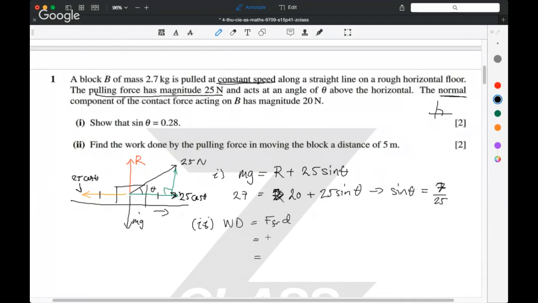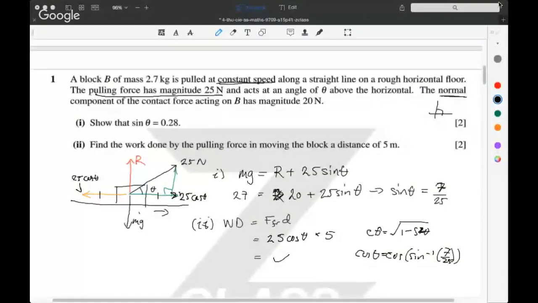So we have that the work done is the force, which is 25 cosine theta, times the distance, which is 5 meters. We already have the sine of theta, so you know that the cosine of theta is equal to the square root of 1 minus sine squared of theta. Or you might just plug into your calculator the cosine of the inverse sine of 7 over 25. All these are fine. They will give you the right answer. And so that gives you the work done. Okay.